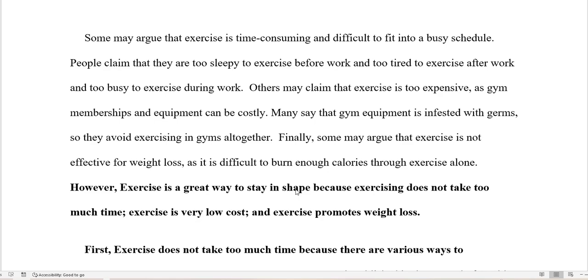Then you pivot to your rebuttal. In the rebuttal, you rebut the other side, the weaknesses in the other side's argument. And as you pivot, you use a transition word of opposition: however, or on the other hand, therefore. You can Google transition words of opposition, so you have plenty of them. Then you would write, however, exercise is a great way to stay in shape because exercising does not take too much time. Exercise is very low cost, and exercise promotes weight loss.